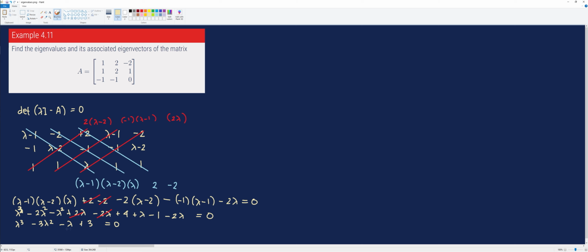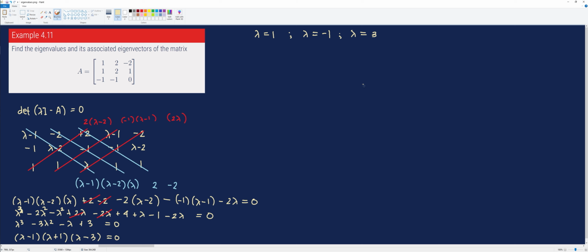Next, we will factor this expression on the left-hand side of our equation. And this is equal to lambda minus 1 times lambda plus 1 times lambda minus 3. So by the zero product property, we have our eigenvalues, and those are lambda equal to positive 1, lambda equal to negative 1, and lambda equal to positive 3.